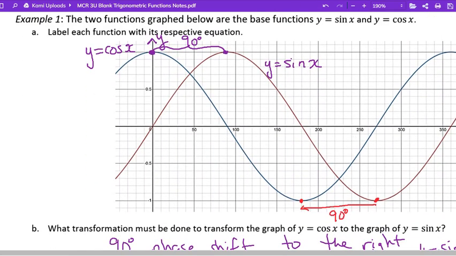Then we looked at some curves, and we talked about how the sine and cosine curve are really a phase shift of 90 degrees from one another.